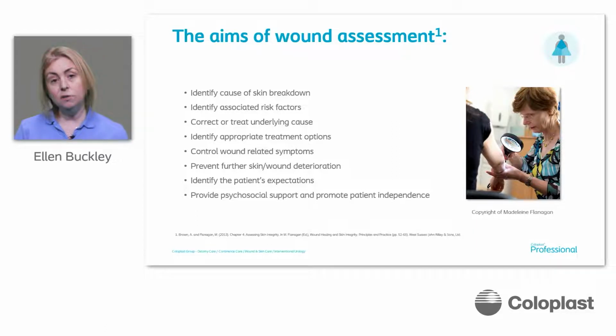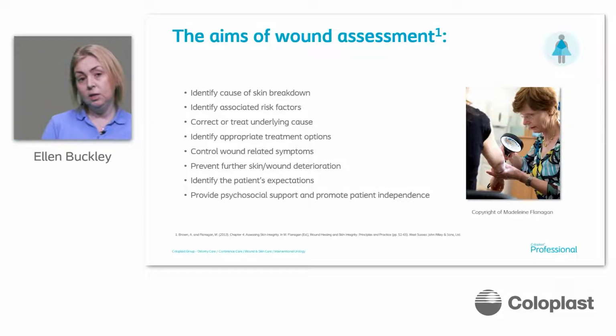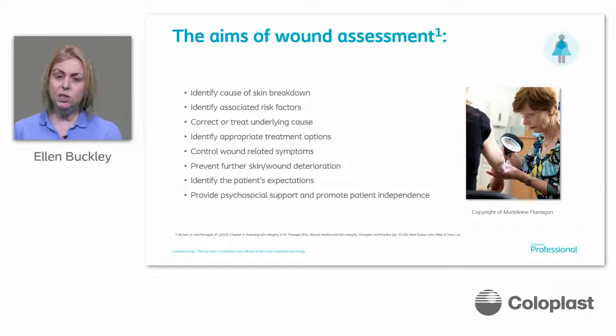Some wounds are there because of underlying causes. We might not be able to completely remove those underlying causes, but we need to try and alleviate those underlying causes where it's possible to do so. An example of that might be a venous leg ulcer, for example, where there's underlying venous disease which is causing that wound not to heal, or a pressure ulcer, for example, where there's unrelieved pressure, which again is going to delay healing for that particular wound. So we need to know about those as part of our assessment.